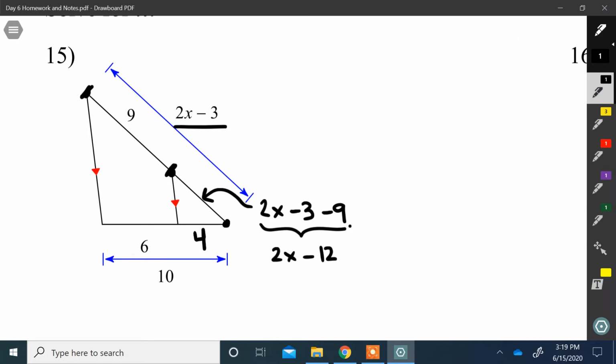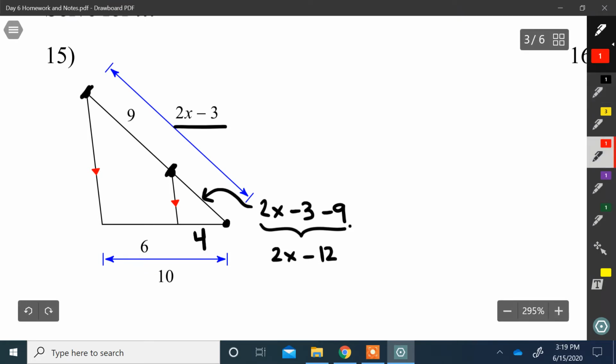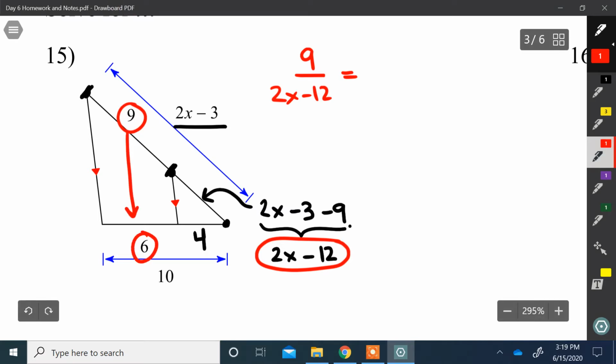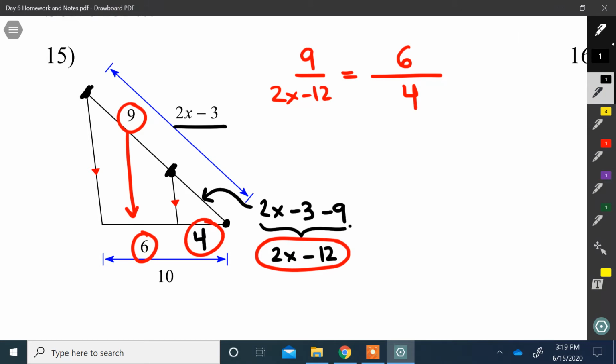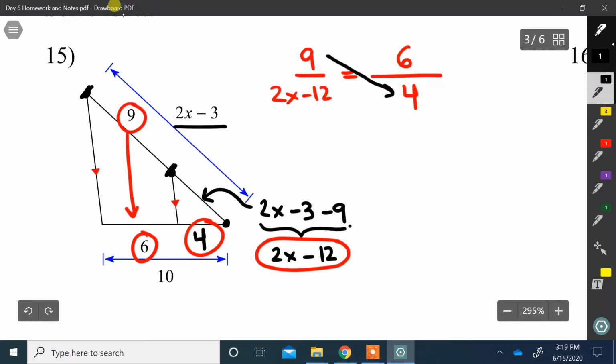Okay, now let's go ahead and write the proportion. So if I start with 9, I'm going to write 9 over this right here, 2x minus 12 is equal to, I started with 9, so I'm going to start with the one across it. So 6 over 4. Now I'm going to go ahead and cross multiply. So 9 times 4 is going to give you 36.